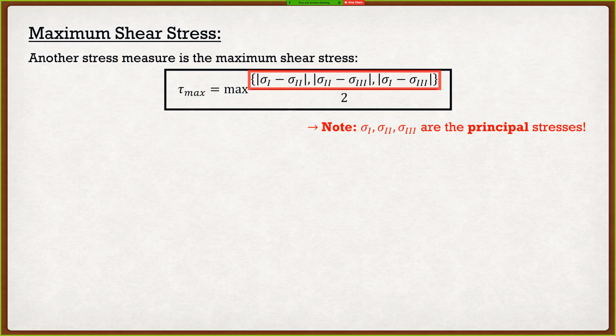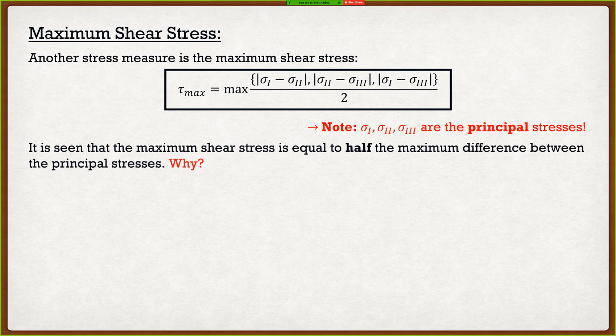So if we look at this formula, we say, oh, it's really easy. But now we realize, oh, it may not be so easy. The reason why, those are principal stresses. So if we're given a 3D state of stress, we can't just use those particular values. What we actually have to do is diagonalize the matrix first, and then we can input our values. So if we look at this equation, we can see that the maximum shear stress is equal to half the maximum difference between the principal stresses.